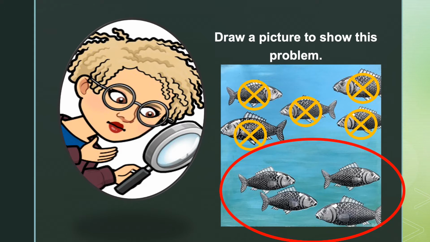Do you see the big red oval? Well, let's count to find out how many fish are left. 1, 2, 3, 4. 4 fish are left. That's the way we can draw the problem.